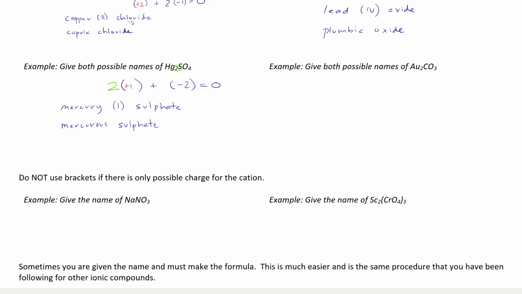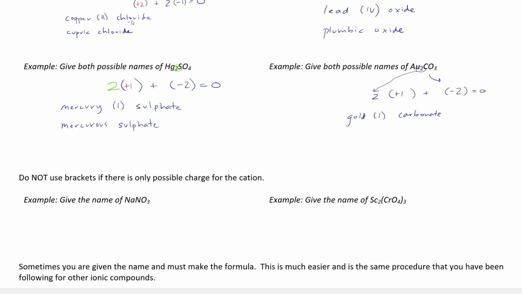Next, give both possible names of Au2CO3. Again, gold has 2 possible charges. We know that CO3 has a charge of -2, and all the positive charges plus all the negative charges must add to equal 0. So again, I have 2 gold ions. So 2 gold ions multiplied by the charge on gold added to the -2 from the carbonate must equal 0. So the charge on the gold has to be +1. And so then we say gold 1 carbonate.